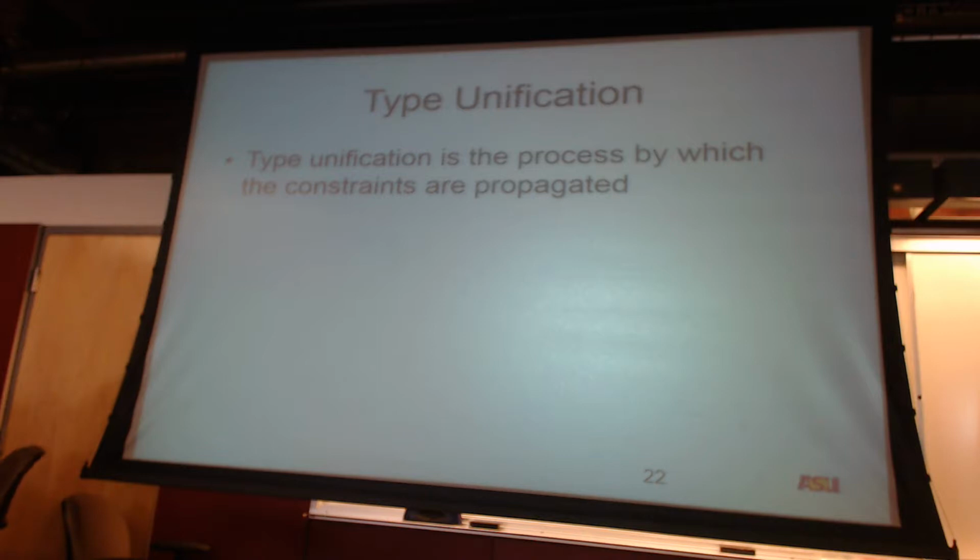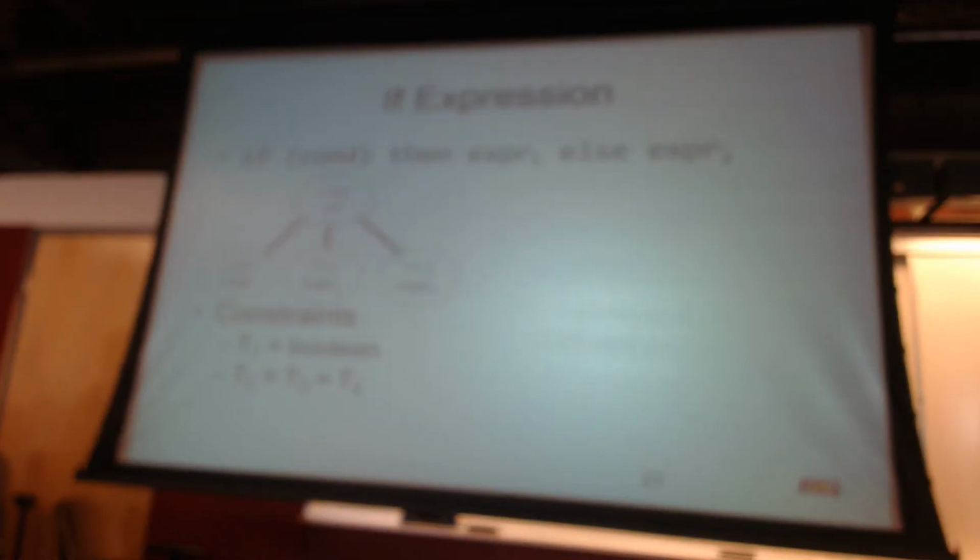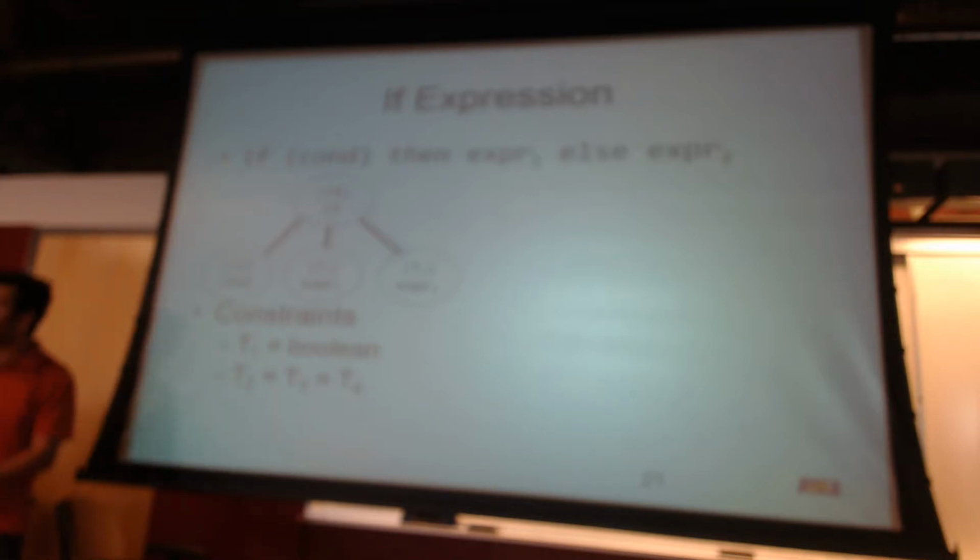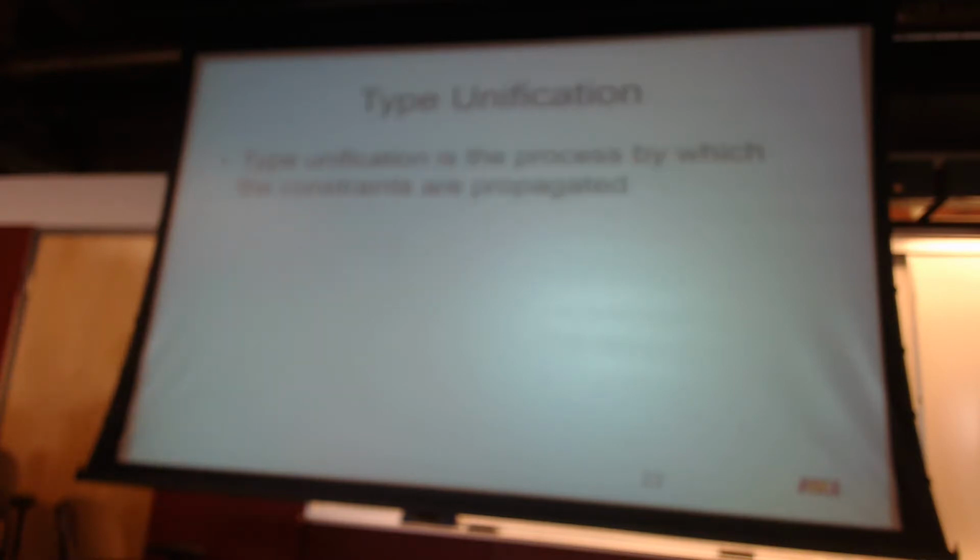Now the only way to do that is to use the constraints, because the constraints give us a way to determine whether the types are equal or not. The constraints give us a way to determine equivalency between types. So we have to propagate the constraints. That process is called type unification.